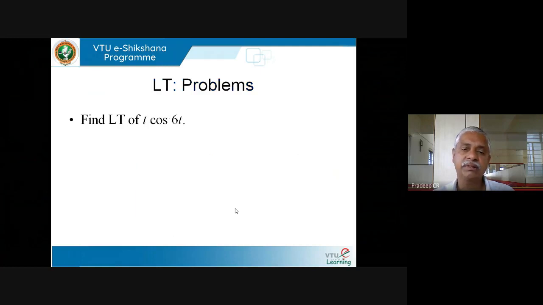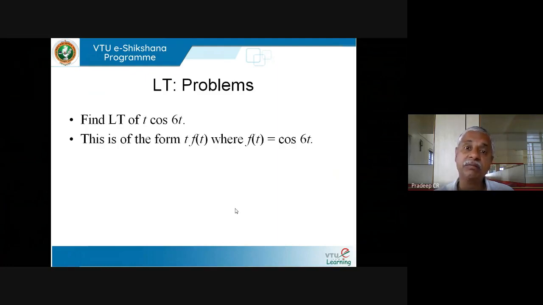Now I think this is what we are doing. I don't remember, but anyway, I'll tell you this. Laplace of t cos 6t. Similar, we already use those formulas. So Laplace of t cos 6t means if I know Laplace of cos 6t, I can find Laplace of t cos 6t. All I have to do is differentiate it once and change the sign. This is the formula which I am using: Laplace of t f(t) is minus d by ds Laplace of f(t).